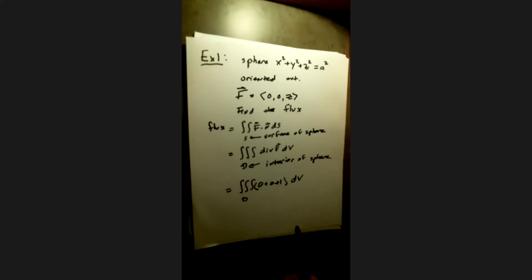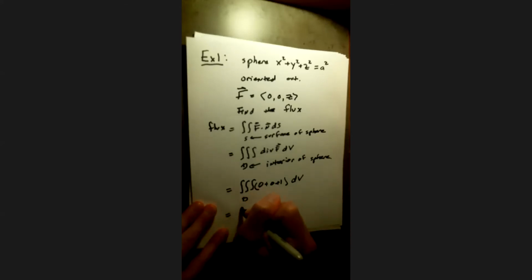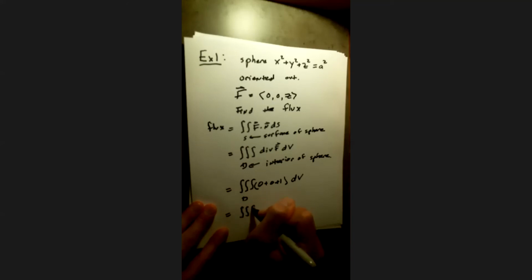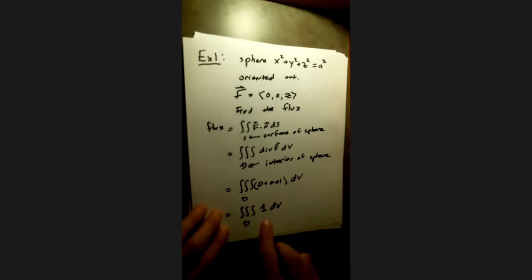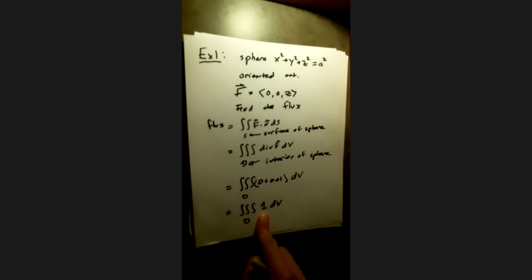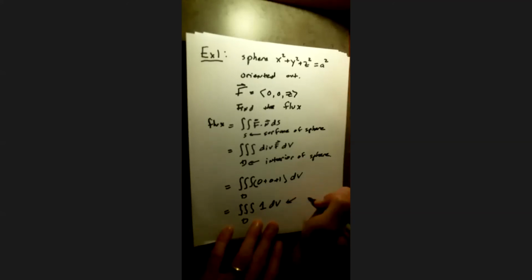And so the question is asking us to evaluate a triple integral across D of 1 dv. As soon as you put a 1 in for your integrand, what does that make this triple integral represent? It'll be equal to what? Volume. Yeah, so you can think about this as the volume of the sphere.